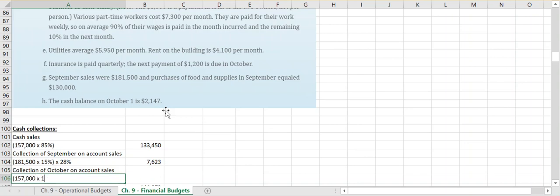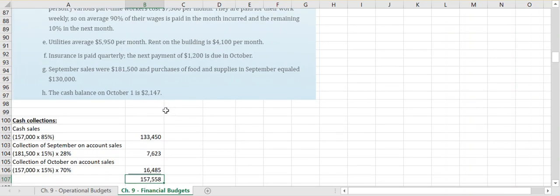And then we have our on-account sales for October. Again, in total, we did $157,000 in sales in the month of October. 15% of that was done on account, and we collect about 70% of that in the month of the sale. So that would give us a total of $157,558 that we're anticipating collecting in cash in the month of October.